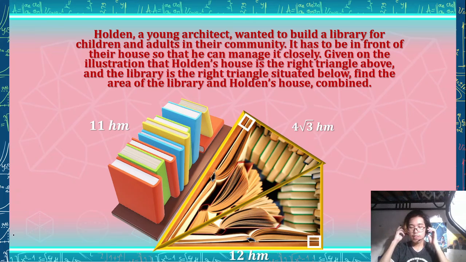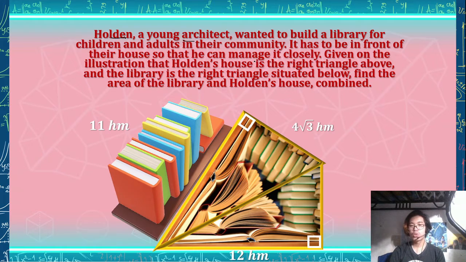So let's try solving this problem. Okay, so we have a second problem on special right triangles. Holden, a young architect, wanted to build a library for children and adults in their community. It has to be in front of their house so that he can manage it closely.